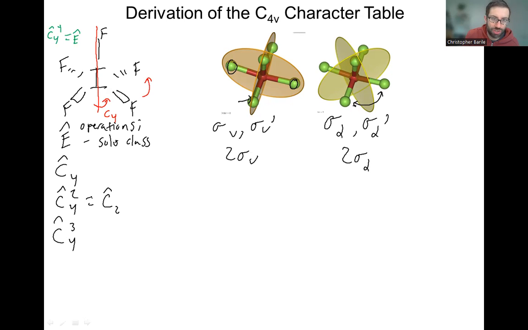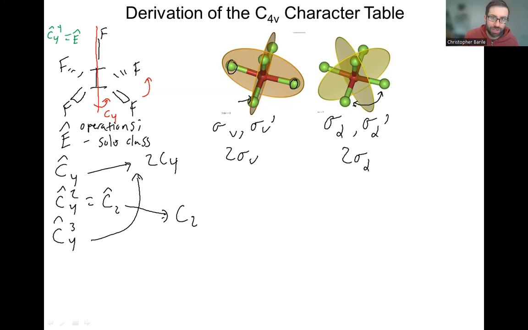And in fact, that's not true. What ends up happening is the C4 and the C4-3, those are their own class. So we'll put that in 2C4. And the C2 is in its own class by itself. A hand-wavy explanation for this is that the C4 and the C4-3 are very similar in the sense that one is just a clockwise rotation, one is a counterclockwise rotation by 90 degrees, whereas a C2 is doing something a little bit different.